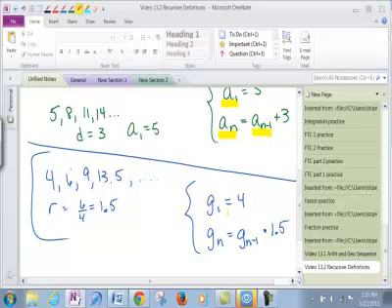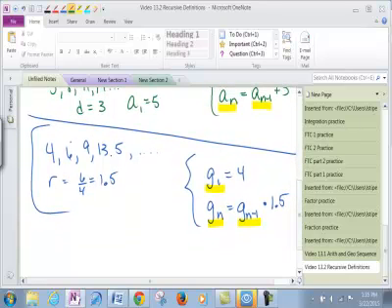So let me just say again that the g sub 1, the g sub n, and the g sub n minus 1 will always be there exactly as they are, and what changes will be the first term and the ratio. What we realized right from the beginning is that recursive formulas are not as useful.